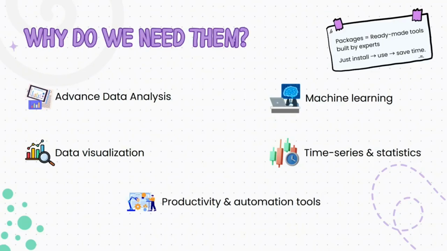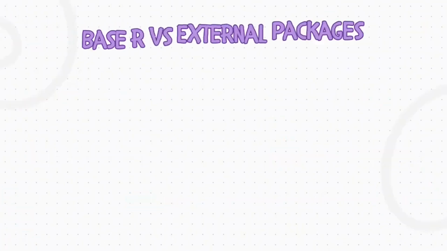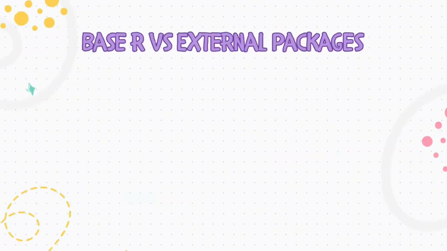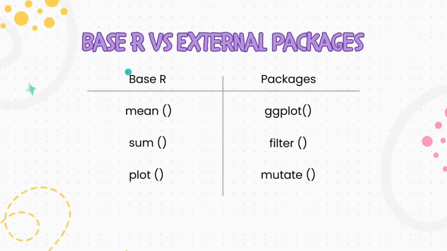And now that we know why we need packages inside of R, let's talk about base R, that is basic R without any packages, versus external packages. Some functions come built directly into R. This is called base R. And it includes essential tools like basic math, simple plots, and summary statistics. So mean, sum, and the basic plot function in order to see plots.